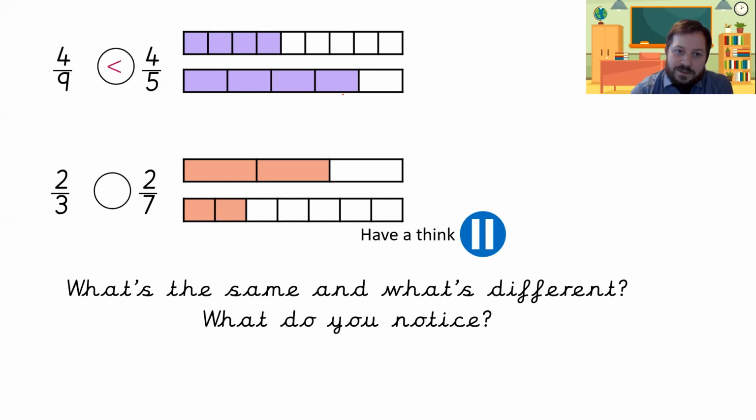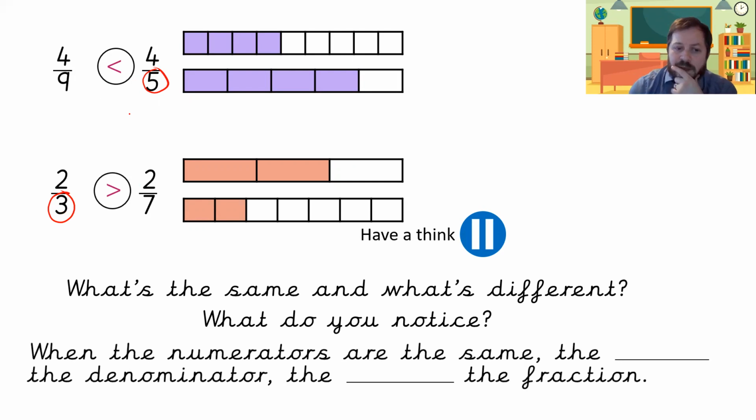Well, there is a pattern. So we know that 4/5 is greater because our bar model quite easily shows that, and 2/3 is greater because it shows it on our bar model. In both cases, if their numerators are the same, the smaller denominator is actually the bigger fraction. And that is our rule: when the numerators are the same, the greater the denominator, the smaller the fraction.